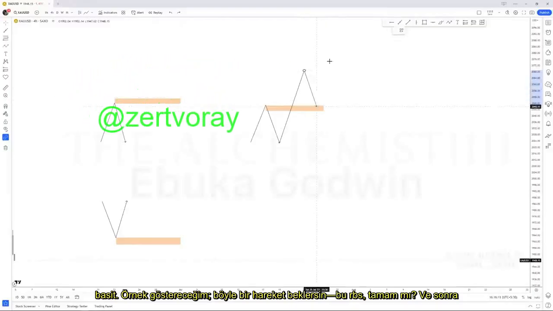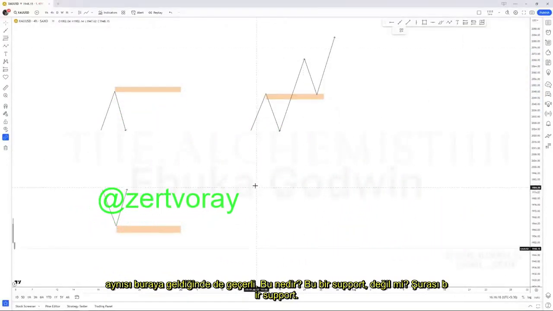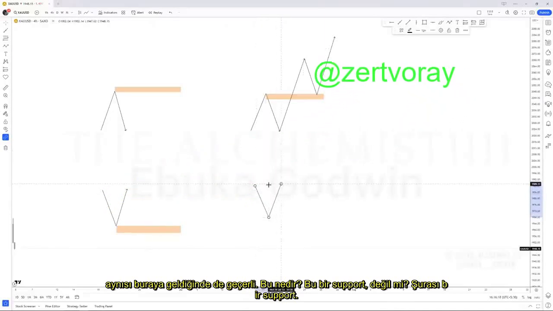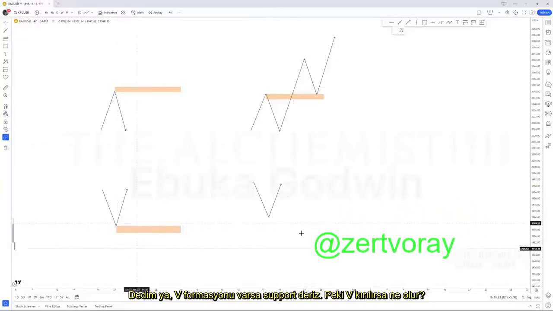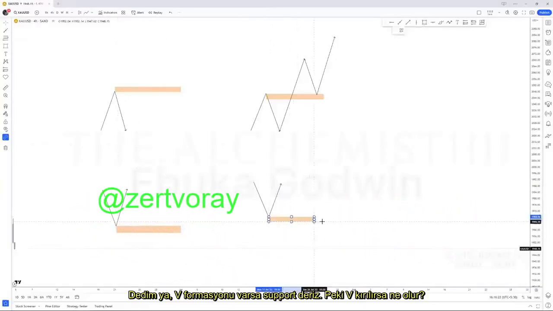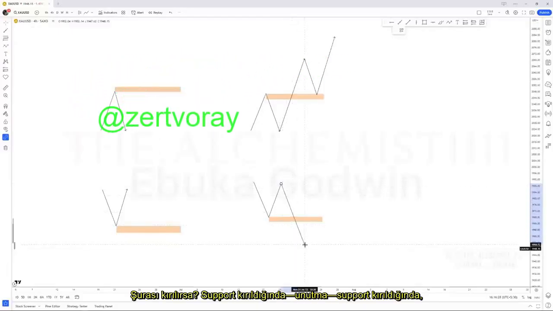You would expect a move like this. This RBS. Okay, and then same thing when it comes here. What's this? This is a support, right? This right here is a support. I told you, when we have the V formation, we call it a support. Now, what if the V is broken? Right? What if this gets broken?